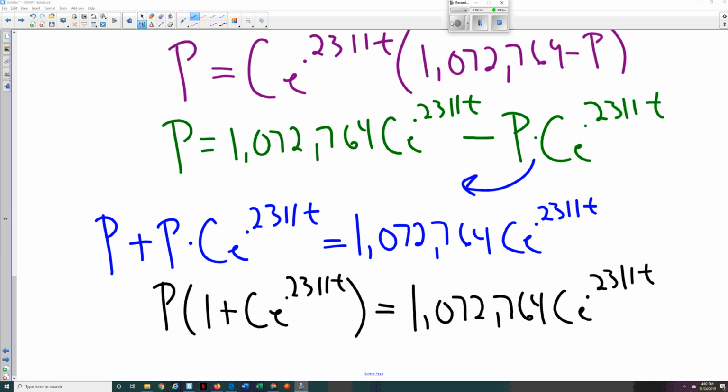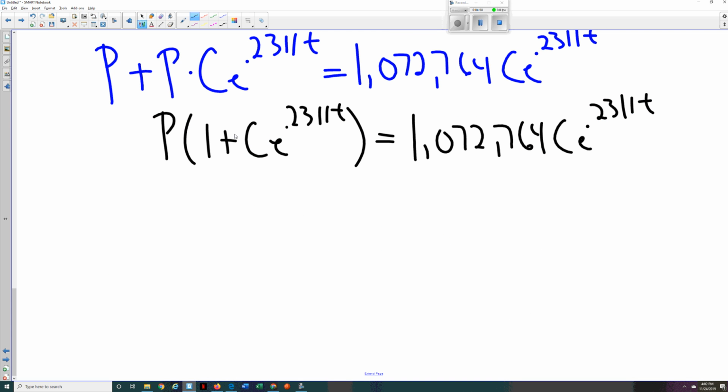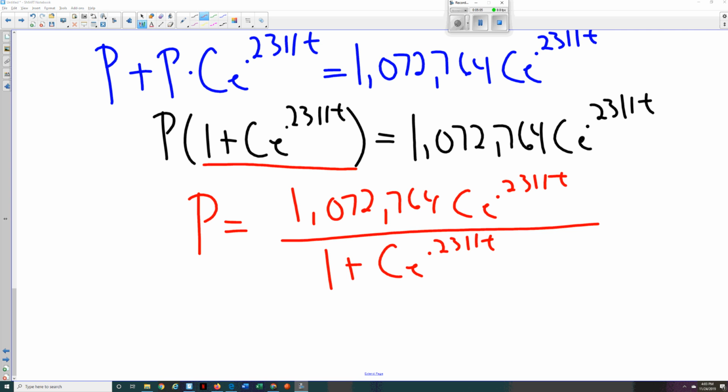At this point, we have one step left to determine what P is. If we divide by this phrase here, we get that P equals this. And so now it's left to determine what the value of C is.